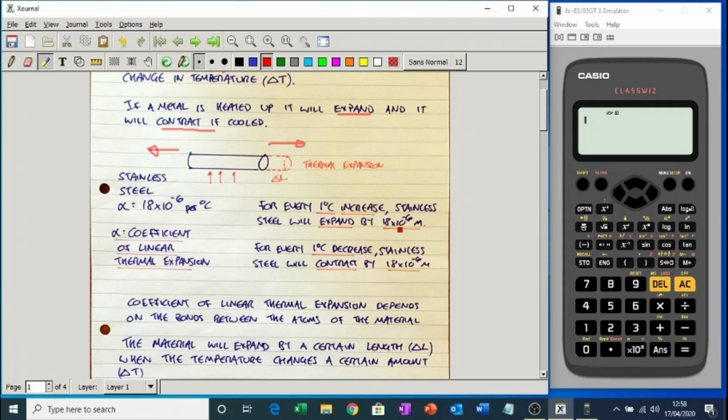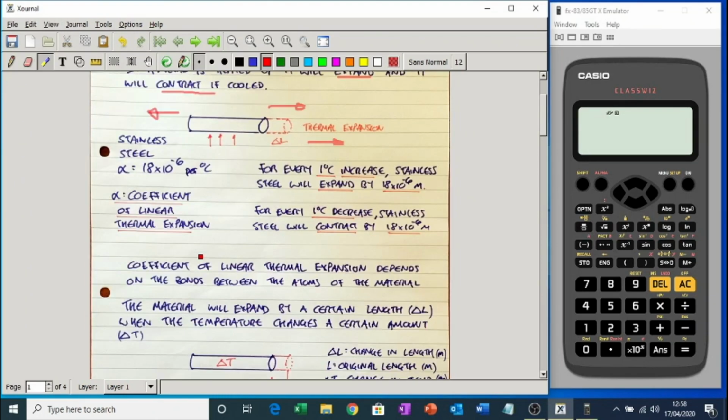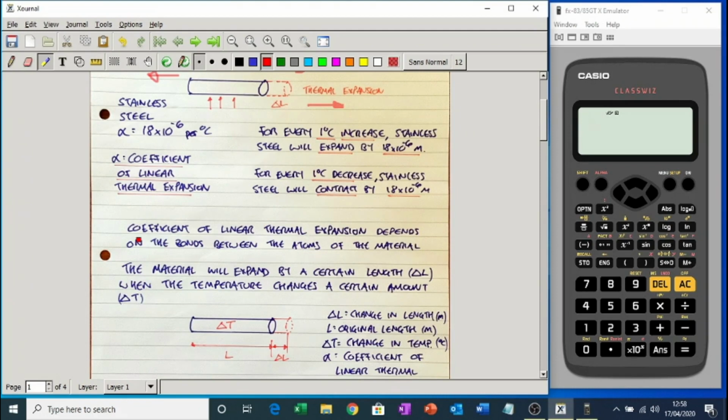So 18 times 10 to the minus 6 meters. Not a lot. So every degree that goes up, it goes up by that much, that way. And say every time we decrease it, it goes down by that much. Linear expansion. So the coefficient of linear thermal expansion depends on the bonds between the atoms of the material. Because not all metals have got that number, this is stainless steel for example. So this is a constant depending on the metal.